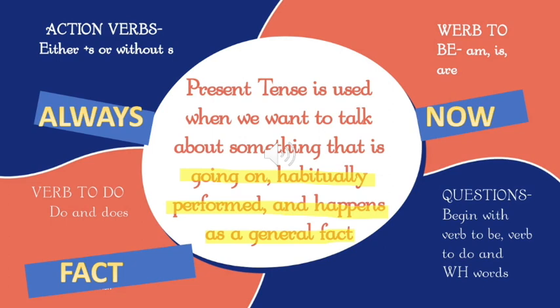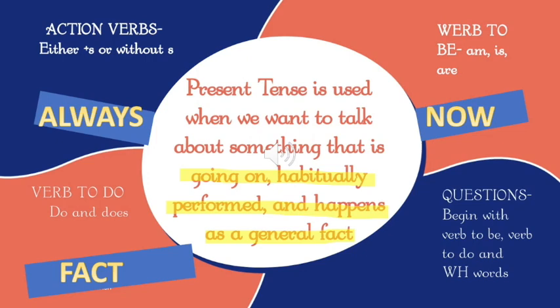First thing first, let's look at why do we need to use present tense. We use present tense when we want to talk about something that's going on now, or something we habitually perform, something that we always do, and something that is true, okay? It's a fact. For example, I am a girl. You can never say you were a girl, okay?